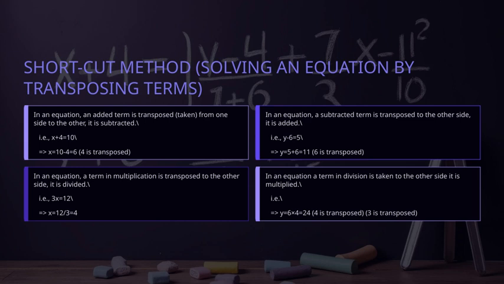The key takeaway here is understanding how to move terms across the equation. Addition becomes subtraction, subtraction becomes addition, multiplication becomes division, and division becomes multiplication. This method makes solving equations faster and helps you see the process more clearly.